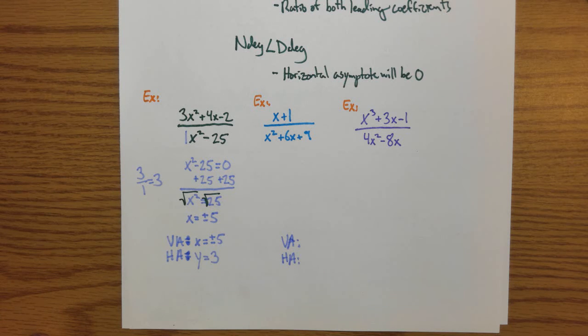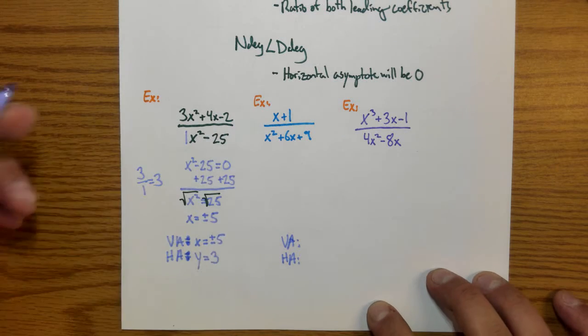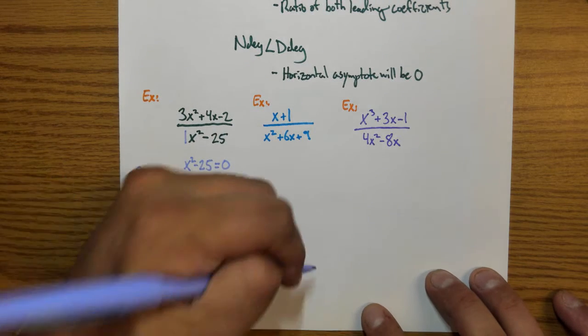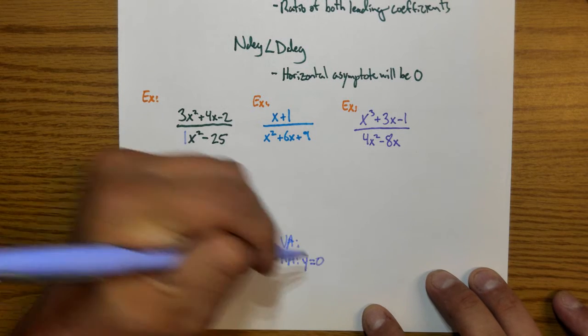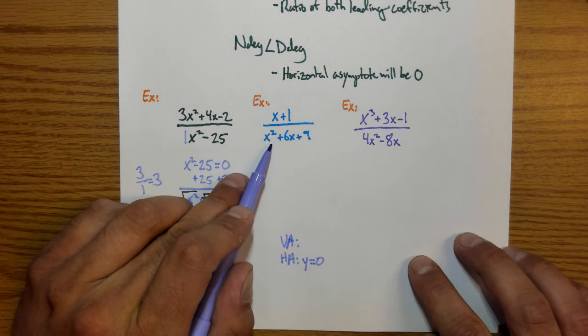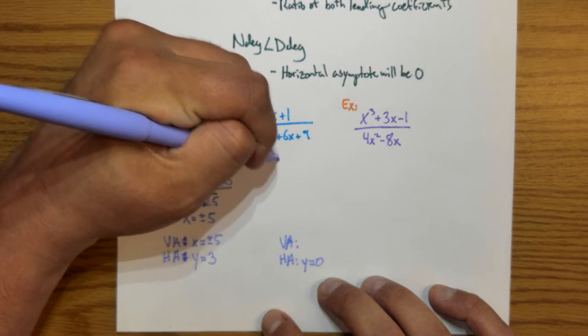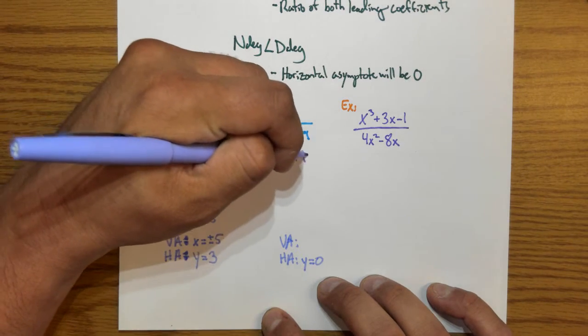That's generally the easier one. Here, well, the bottom degree is larger than the top degree, so it's just going to be y equals 0. That's always the case when the degree of the bottom is larger than the degree on top. And then here, well, we're going to set it equal to 0 and solve for x. X squared plus 6x plus 9 equals 0.